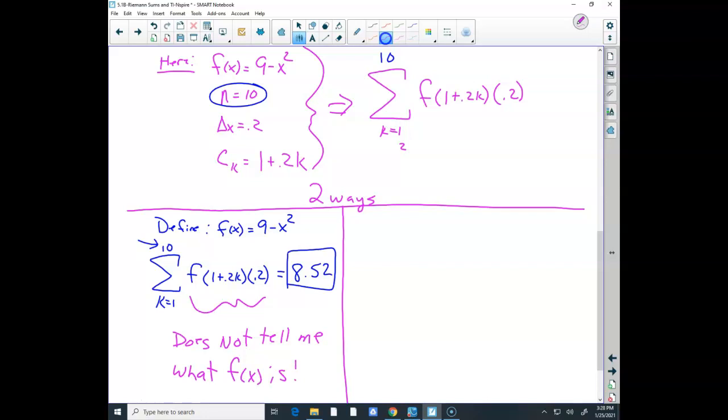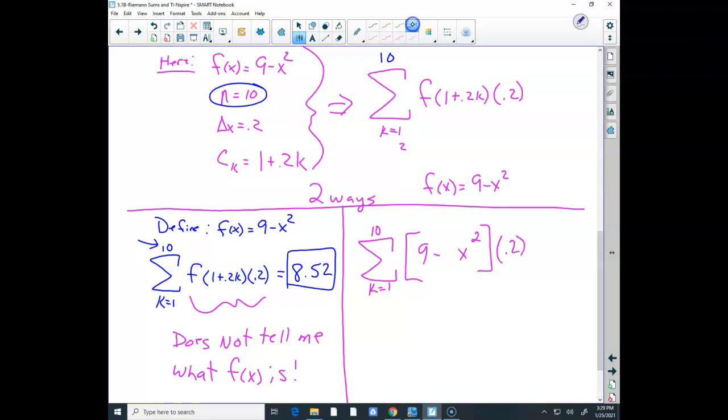So the way the AP board is going to give you this summation notation on problems is they're going to look at it just like this. They're going to say the sum from k equals 1 to 10, and you can type them in like this too, but they're more cumbersome to do. And then because f of x equals 9 minus x squared, they're basically going to say 9 minus x squared, and I'm going to leave myself a little room here, because that's my f of c sub k, and then that's going to get multiplied times my 0.2.